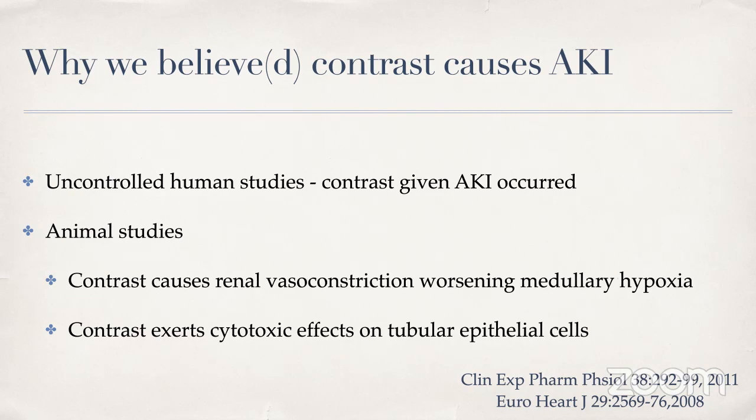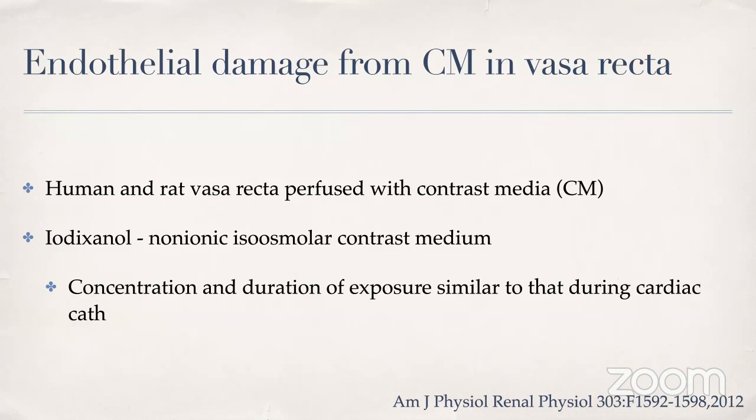The data is too vast for me to go over in detail, but I do want to look at one study. This study looked at the effect of contrast media on vasa recta, which you remember is the capillary network that surrounds the loop of Henle. In this study, they used both human and rat vasa recta and looked at their response to contrast administration. They used the isoosmolar contrast medium and used the concentration and duration of exposure to that medium that you would expect to see in someone undergoing a cardiac catheterization.